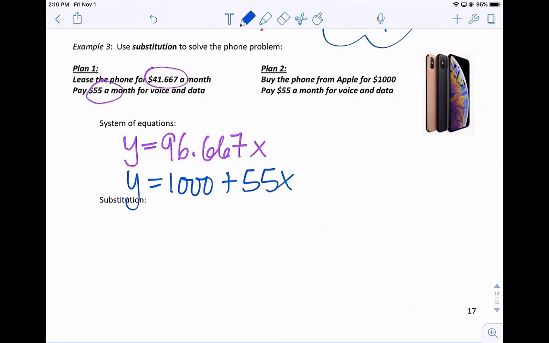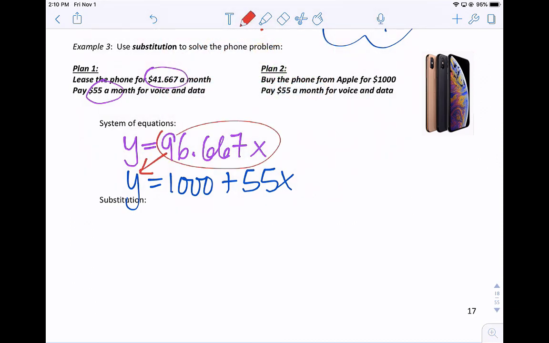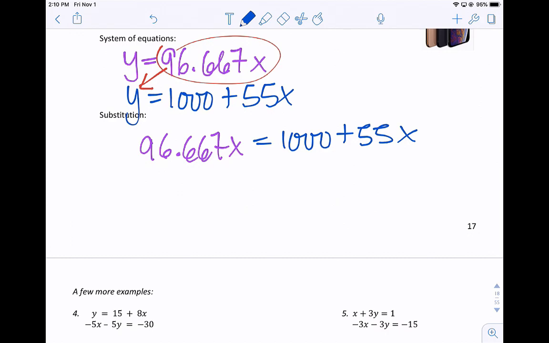Okay, so here y is already by itself, so you can just plug it right in here, and it ends up setting them equal. We want to see where these two are equal. So we have 96.667x equals 1,000 plus 55x, and then we solve. So here I'm going to get x on one side. I'll subtract 55x from each side.